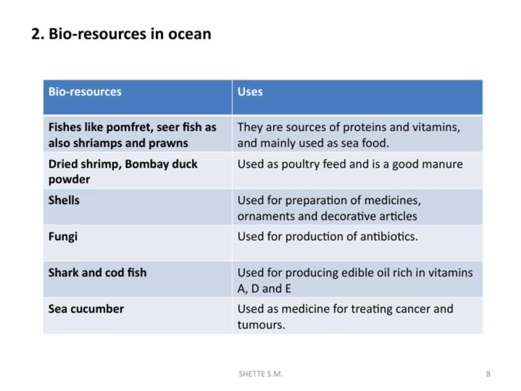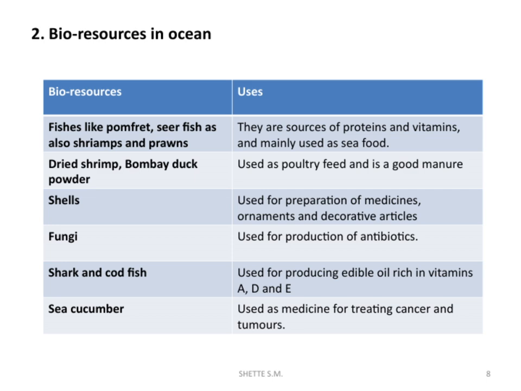Then there are fungi, which play a crucial role in medicine production. They are used for producing antibiotics, which are essential in fighting bacterial infections. We also have shark and codfish. These are processed to produce edible oils that are rich in vitamins A, D, and E, important nutrients for maintaining good health. Lastly, the sea cucumber.